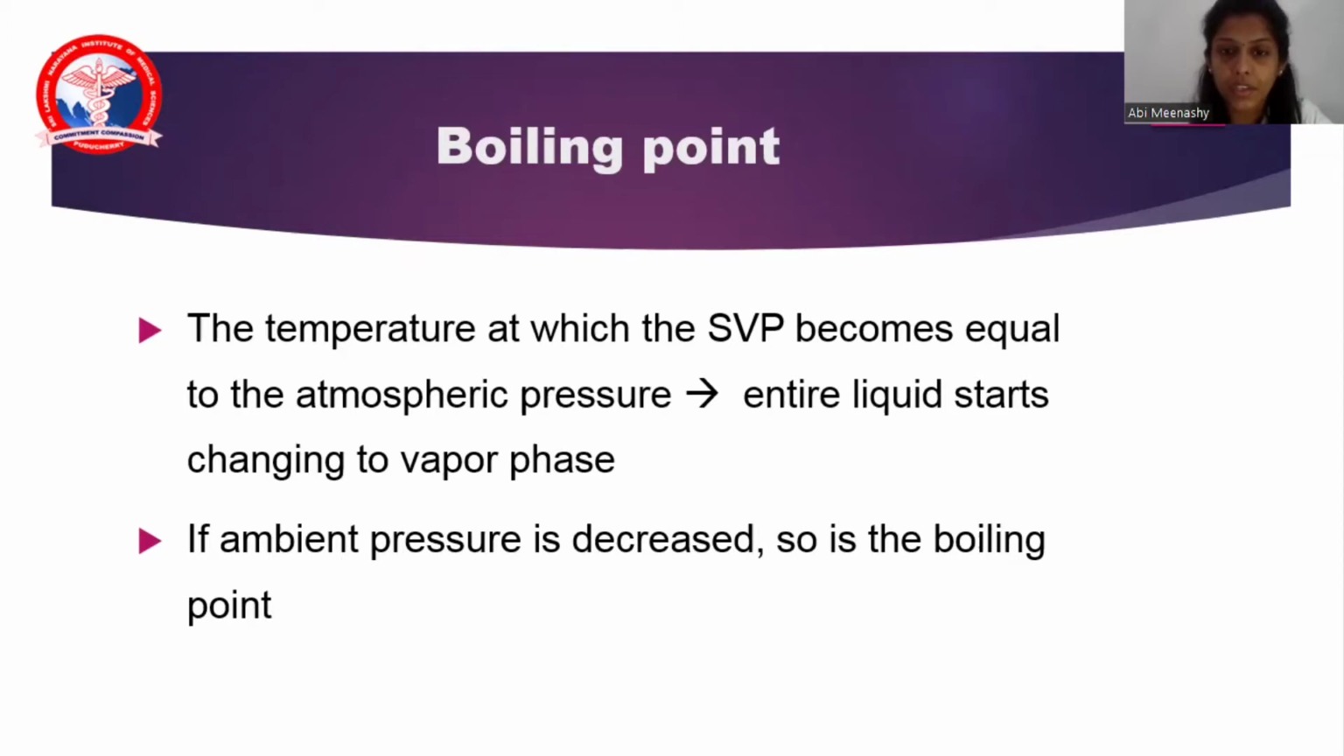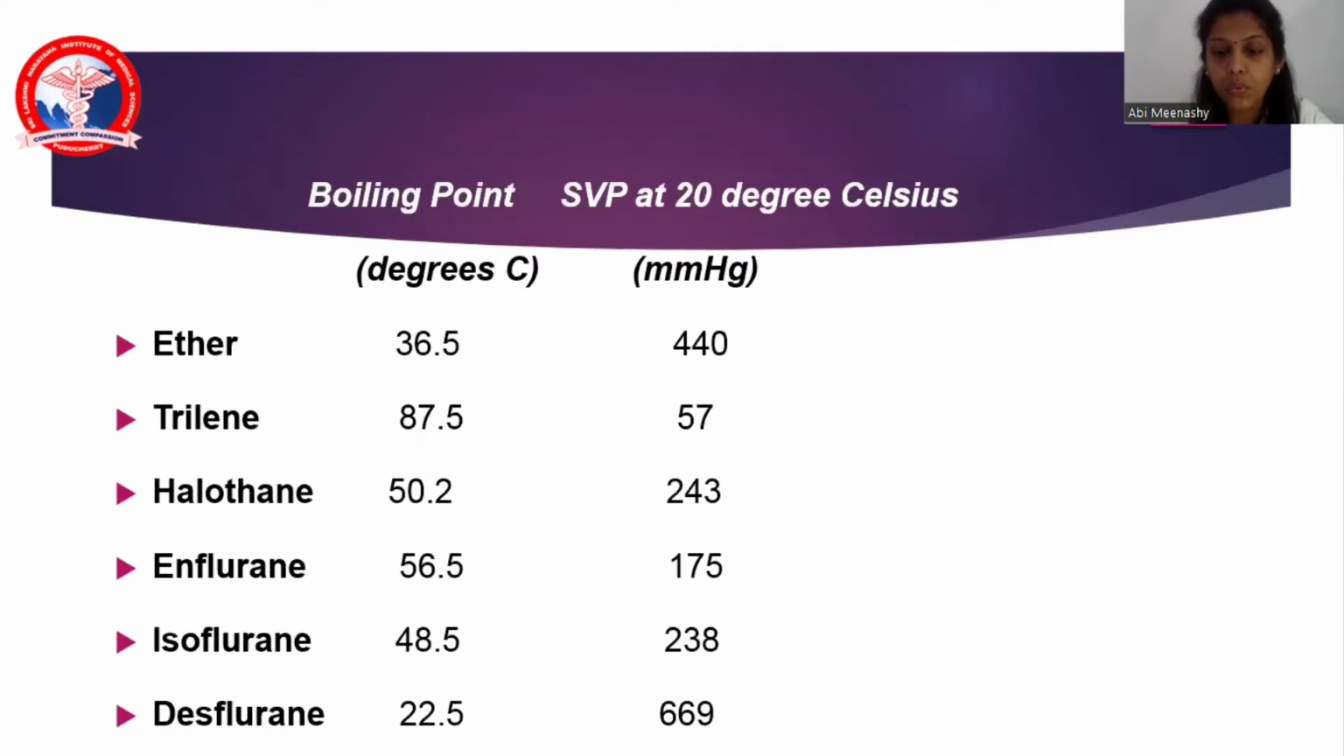If the ambient pressure is decreased, so is the boiling point. So ambient pressure is your OT pressure. If the OT pressure is decreased, the boiling point will also be decreased. We don't want the agent to boil at room temperature, because once it starts boiling, all the liquid will turn into vapor. We don't want that.